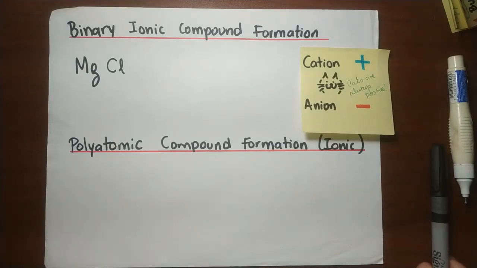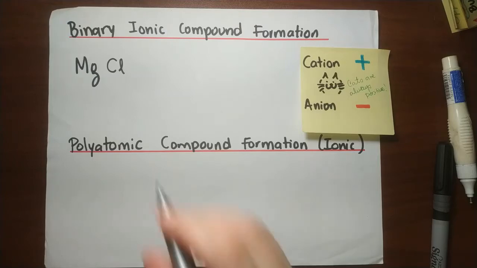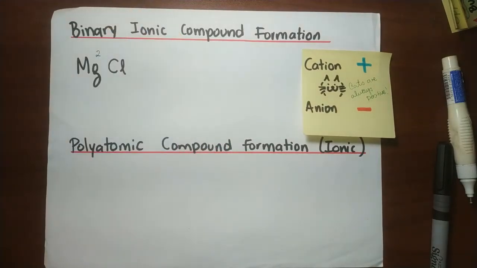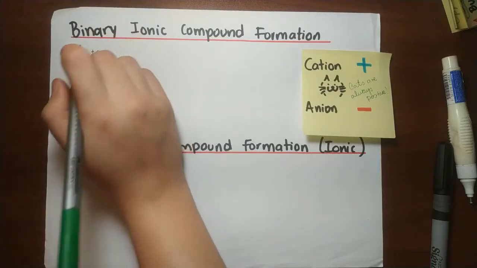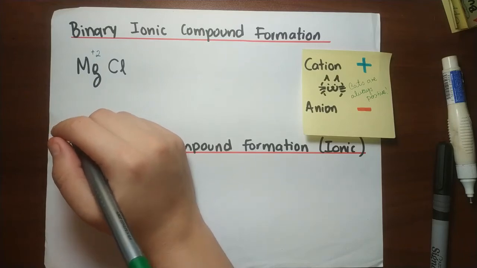Okay, now when we used to do the Lewis structure for magnesium, we said that magnesium is more likely to lose electrons, therefore magnesium will act like a cation. And the number of electrons that magnesium loses is 2. As it is just 2, the charge is going to be plus 2. So my cation here is magnesium plus 2.